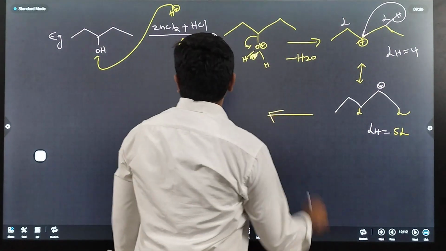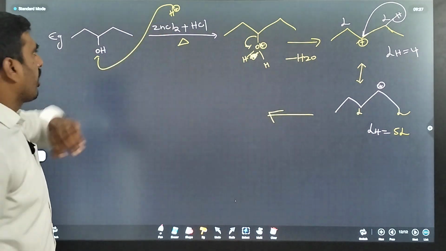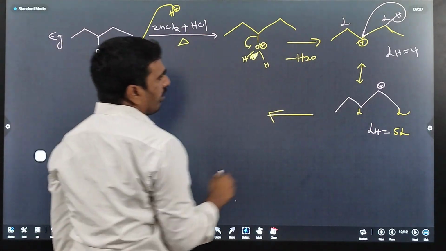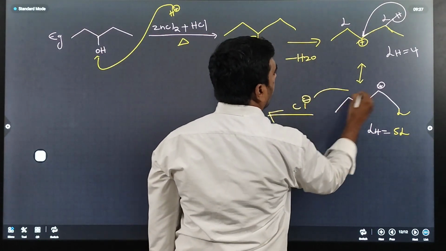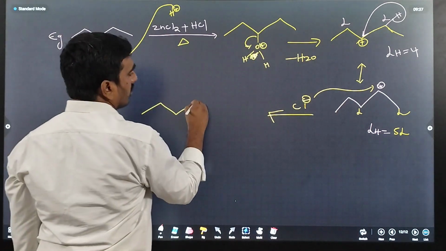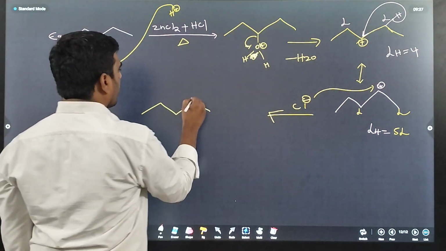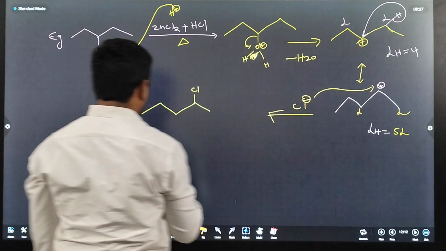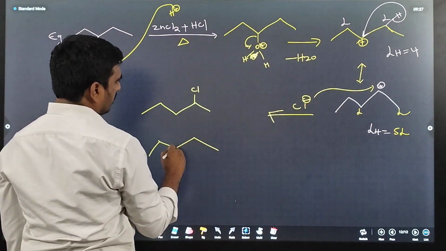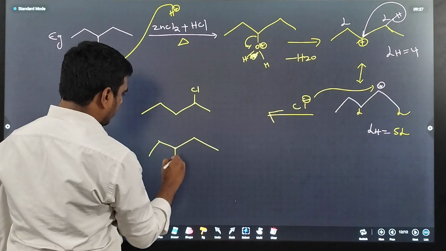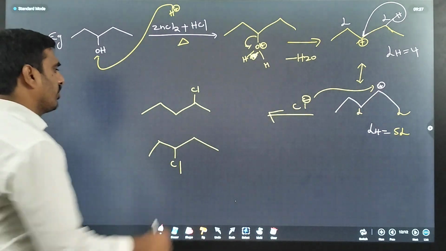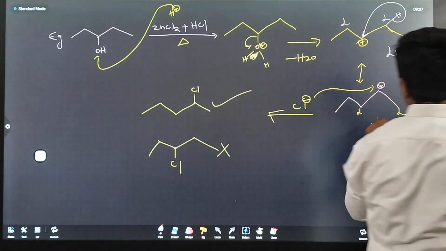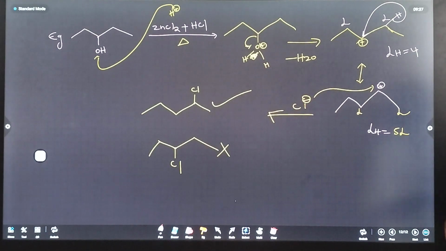Then the nucleophile. We already know the mechanism. The nucleophile is Cl minus, H plus is already used, then this Cl minus attacks here, so we get Cl. In case Cl attacks here, we get a different product. So which one is right? This is the wrong one, and this is the right one, because the less stable carbocation rearranges to the more stable carbocation.